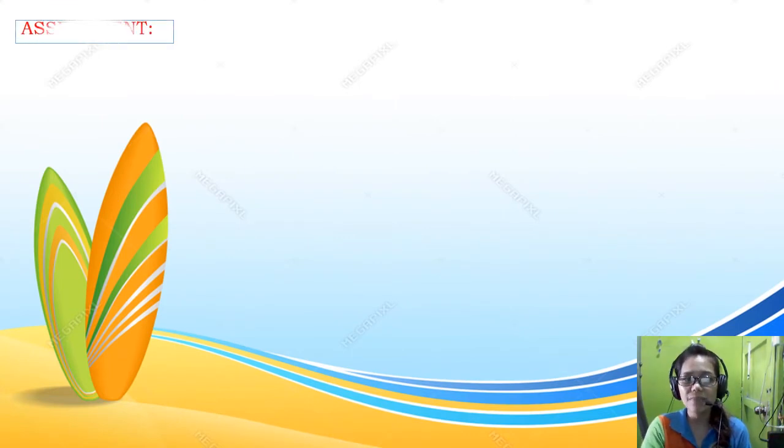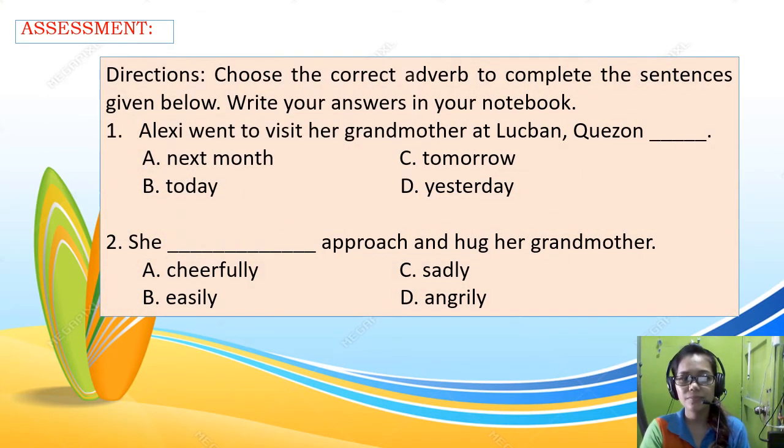For the assessment, directions. Choose the correct adverb to complete the sentences given below. Write your answers in your notebook. Number 1. Alexi went to visit her grandmother at Lucban, Quezon, blank. A. Next month. B. Today. C. Tomorrow. Or D. Yesterday.